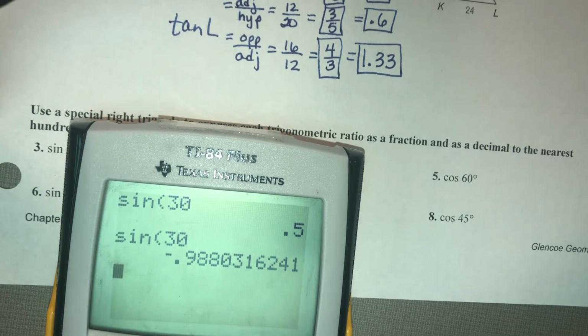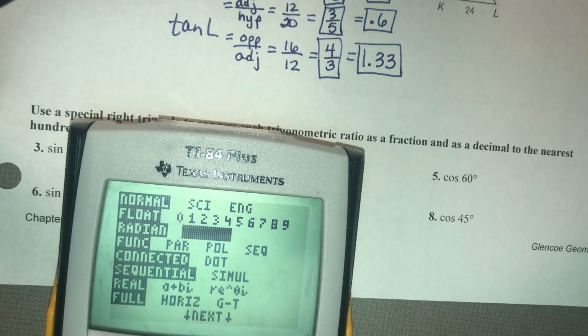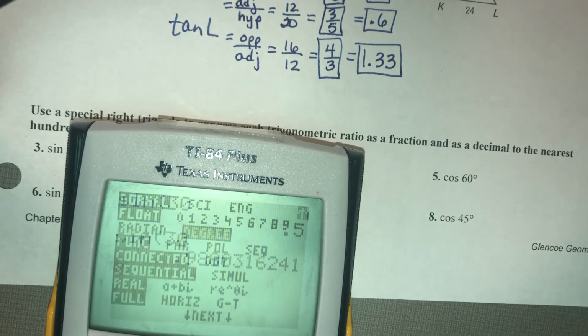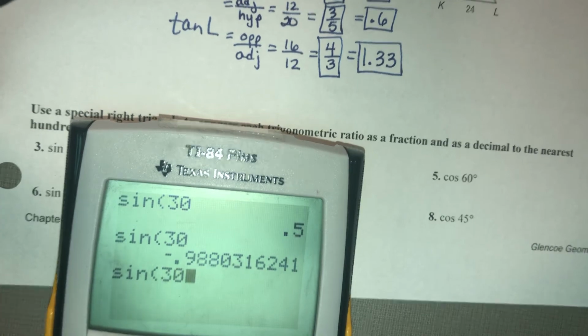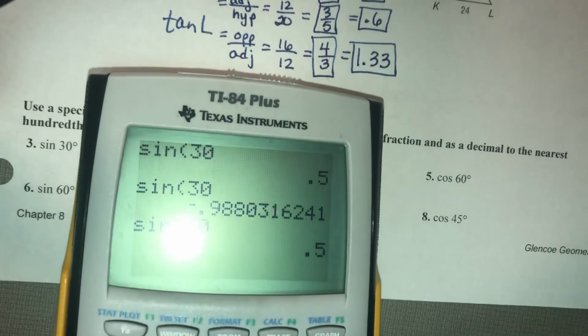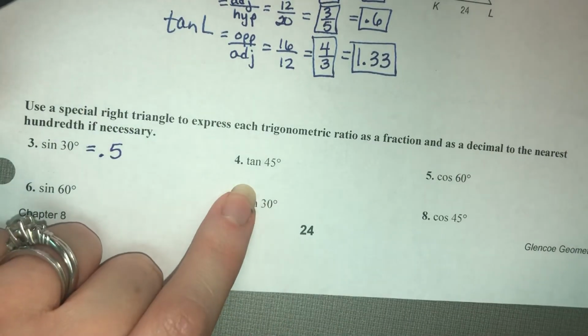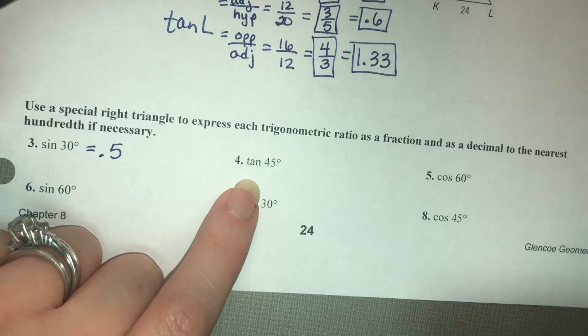It's kind of like the difference between measuring in centimeters and inches, okay? It's just a different way to measure. It's a different unit. And we're using degrees for these problems, not radians. So make sure that your mode is in degree mode so that when you type sine of 30, you're going to get 0.5, okay? All right, next one, number 4.